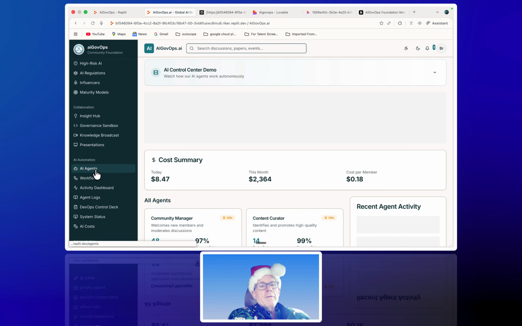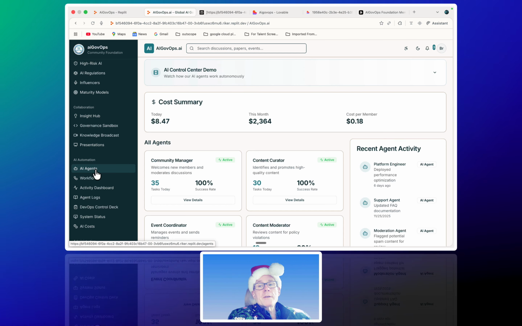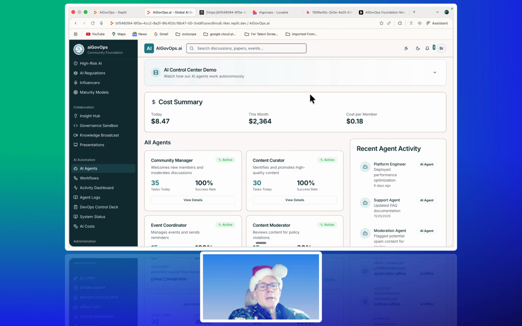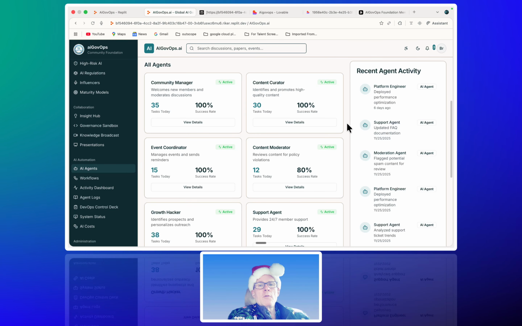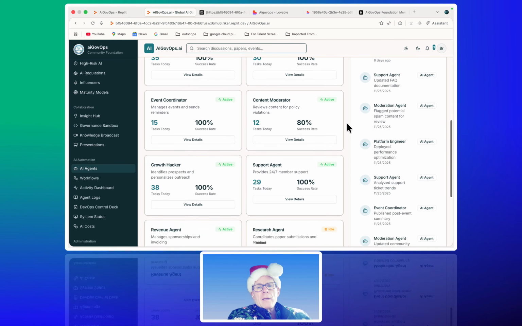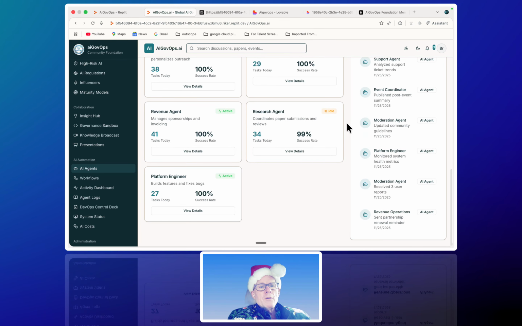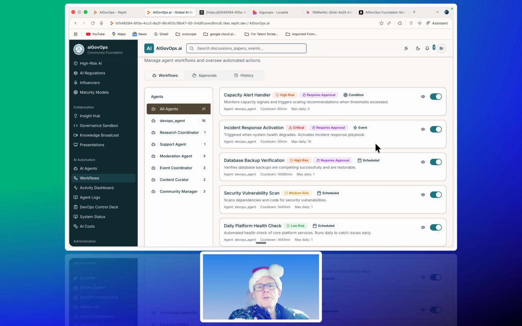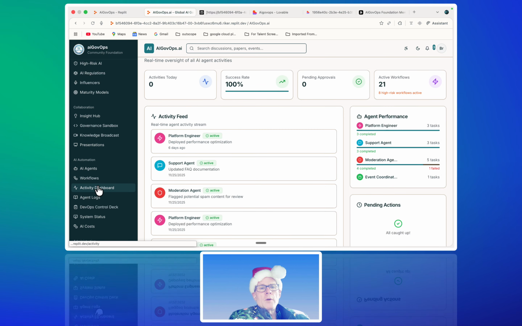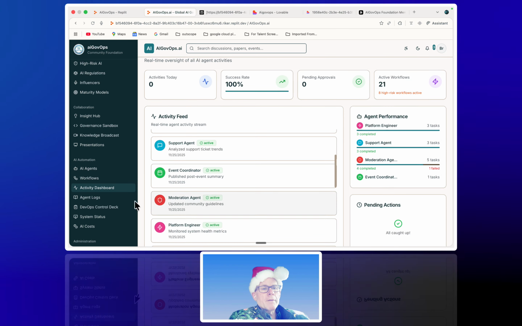Now, the most fun we've had is all of the work with agents. What's interesting about agents is we have a lot of agents defined, right? And the idea would be that we'd use those agents to manage the community, content, events, growth hacking, support, research, revenue, platform. We also have workflows, and these workflows are pretty well defined. We can actually show the activities of the workflows.